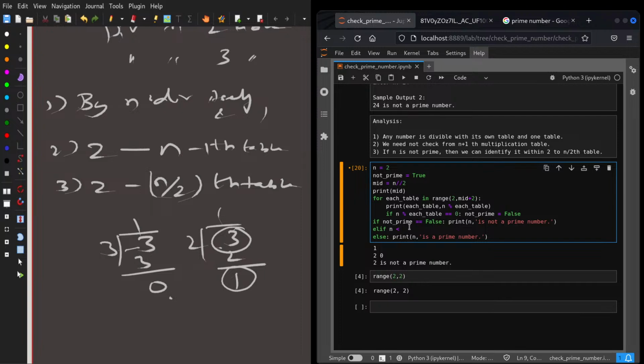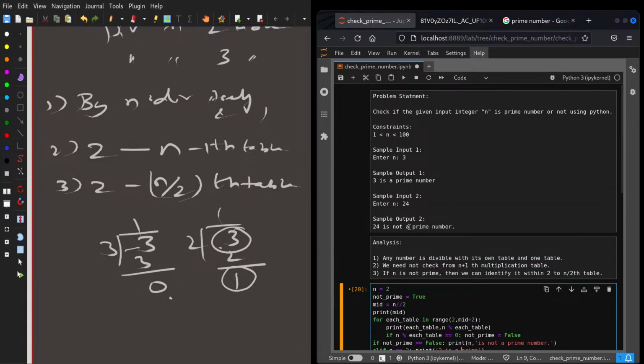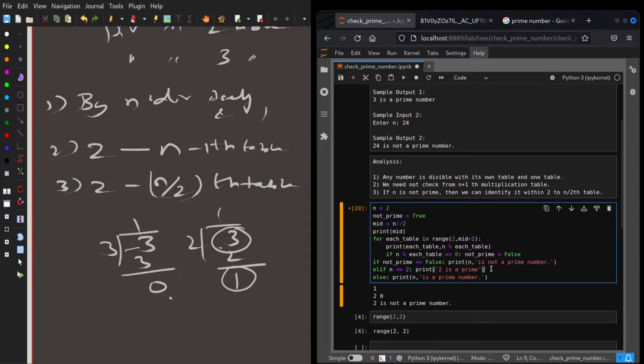No problem, only 2 is getting accepted, right? Let's give 2 over here and print 2 is a prime number, because only 2 is accepted. Obviously, we will not give 1 because we have a condition which should give only the numbers between 2 to 99. Only 2 is accepted. Is this working? Let's check it now.